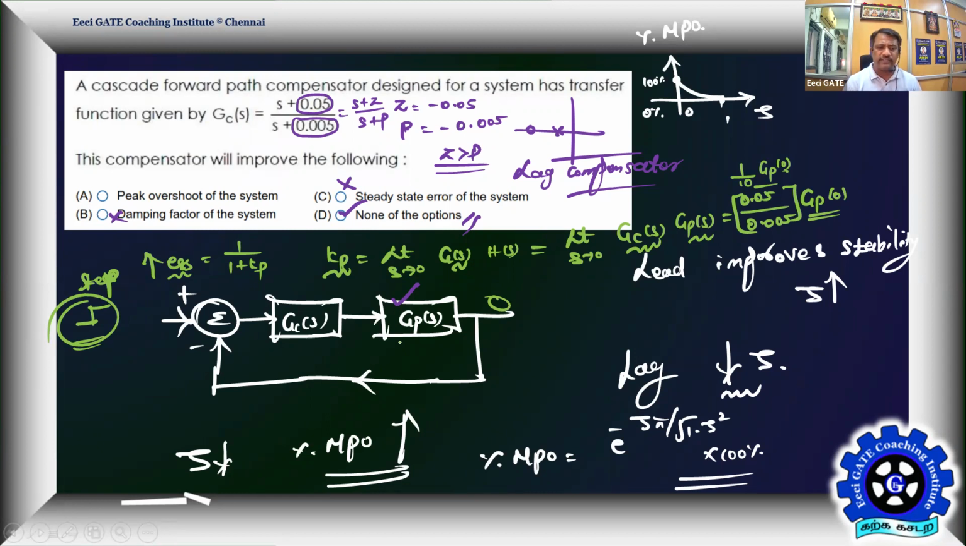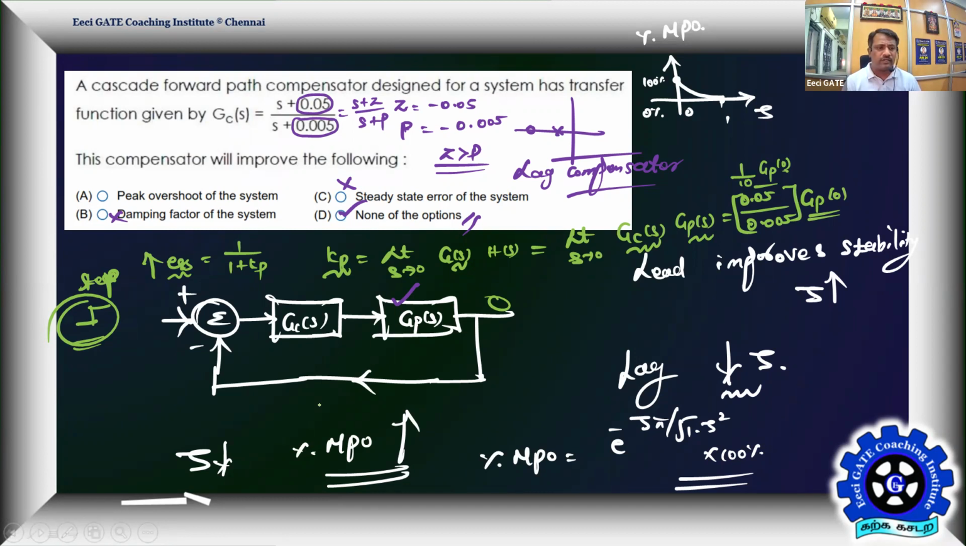So the best possible answer for this problem is option D, none of the options. The compensator is not improving anything. It is decreasing the damping factor, not increasing it. Improving the damping factor of the system means damping increases, which is an improvement. It's all related to the transient response only. Damping factor as well as peak overshoot are both dependent parameters.